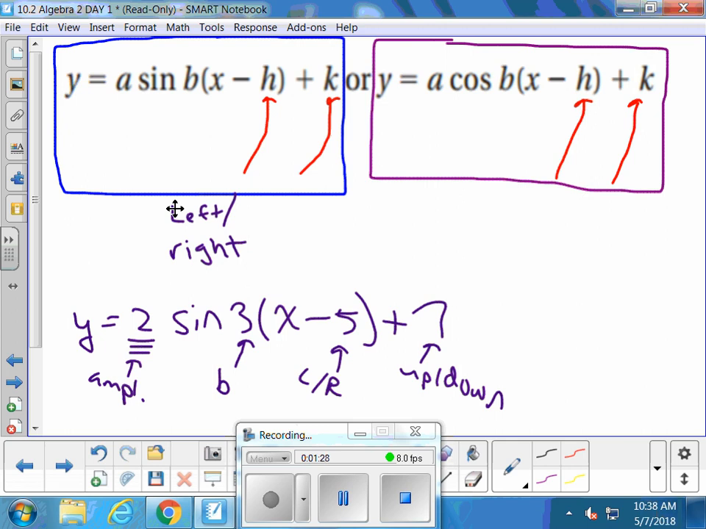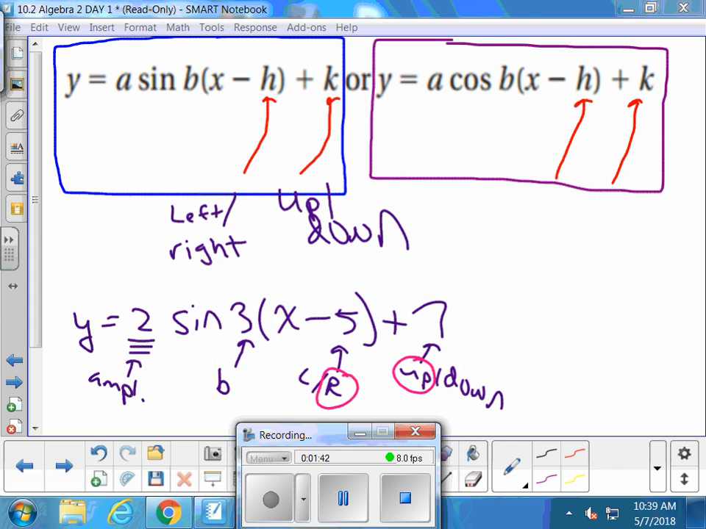So H is left-right, K is up-down, and A and B are just like always: amplitude, and the B will help you get your period. You don't need to write down the blue and the purple box. They're pretty much the same thing. One is sine and one is cosine. I did go ahead and add circles on here that it would be 5 right and up 7 for this case.